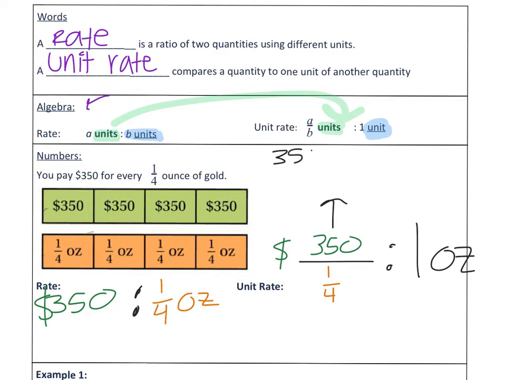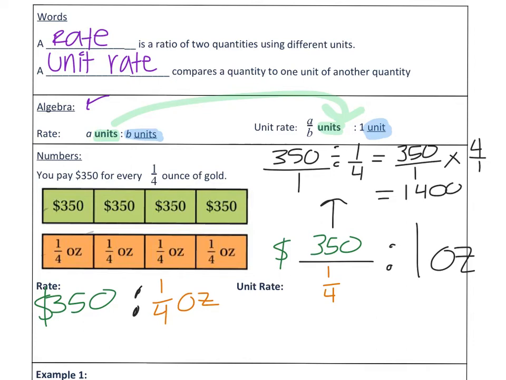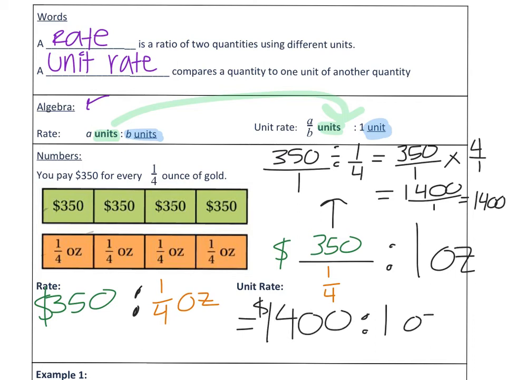So we have 350 divided by 1/4. I need to make my whole number into a fraction by putting it over 1. Okay, then I keep switch flip. So I keep the first fraction, switch to multiplication, and then flip the second fraction. So now it's just 350 times 4, which is 1,400 over 1, which just equals 1,400. Oops, had to squeeze it in there. Okay, so our unit rate is $1,400 to 1 ounce of gold.